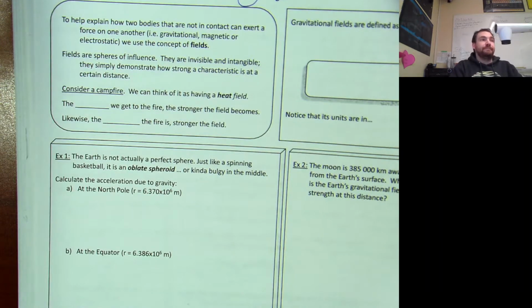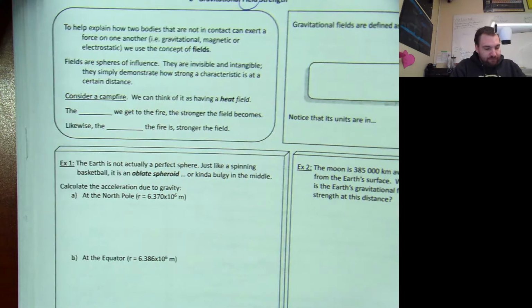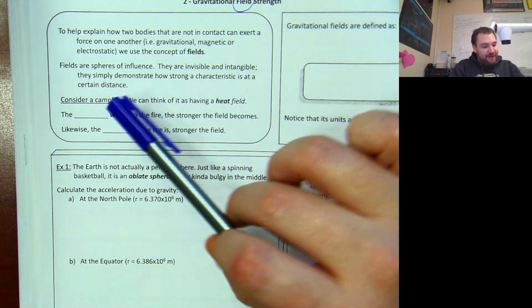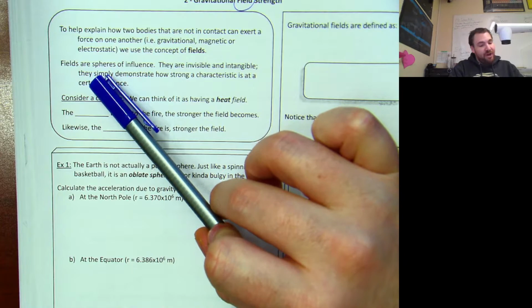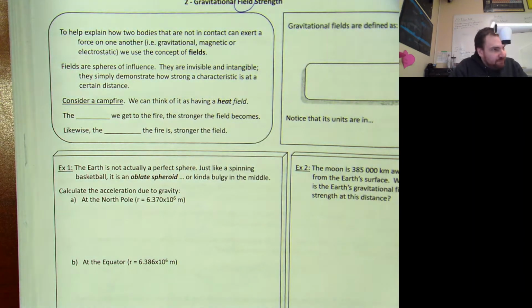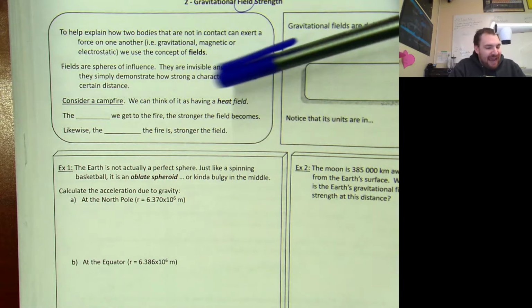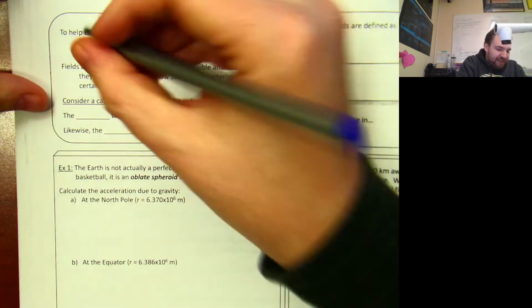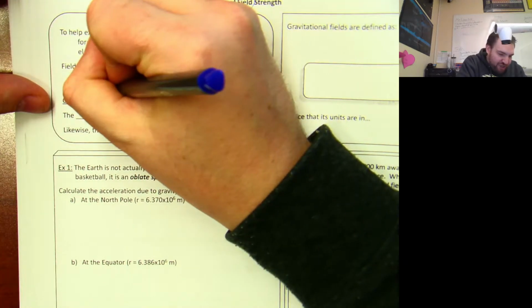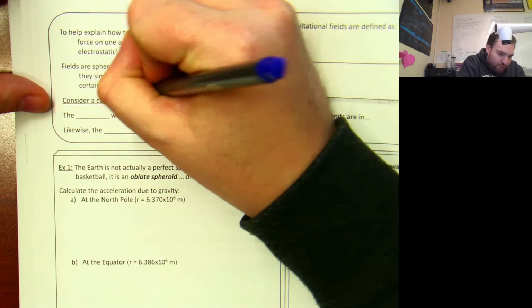Yes, Connor? With your gravitational field, does it work in a spherical sense? Yes. Okay, so fields, Connor, are spheres of influence. They're invisible. They're intangible. They just demonstrate the strength of a particular characteristic at a certain location within the field.